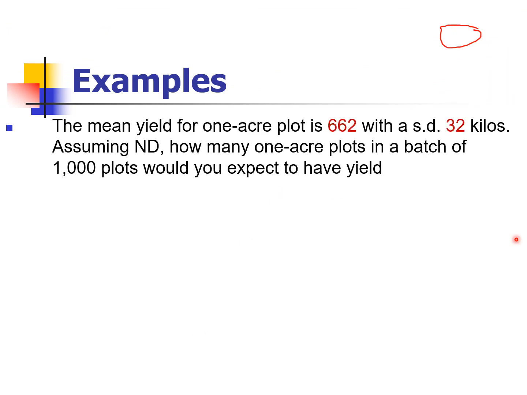Okay, let's see another question. The mean yield for a 1 acre land plot is 662 and the standard deviation is 32 kilos. Assume normal distribution. How many 1 acre plots in a batch of 1000 plots would you expect to have yield over 700 kilos and below 650 kilos? So how do you interpret it?